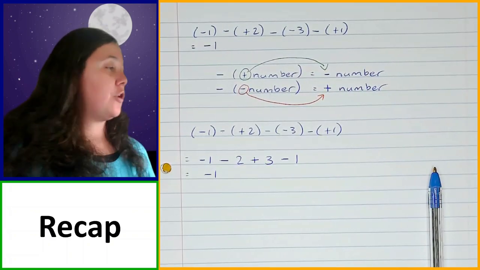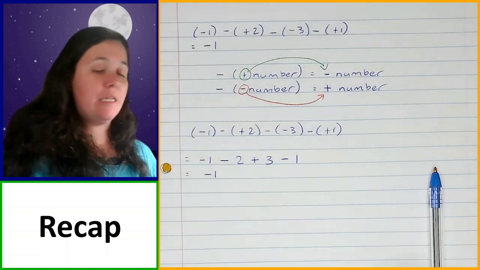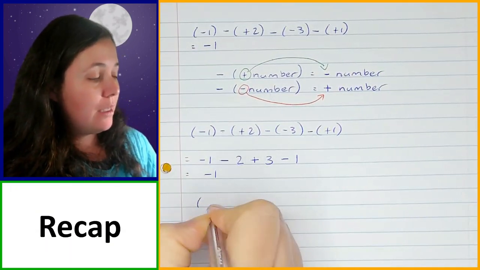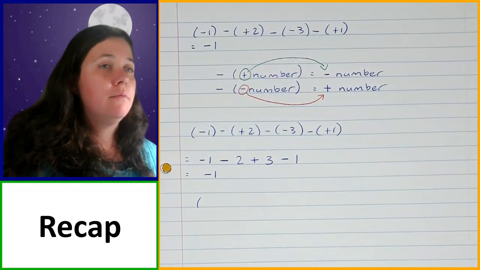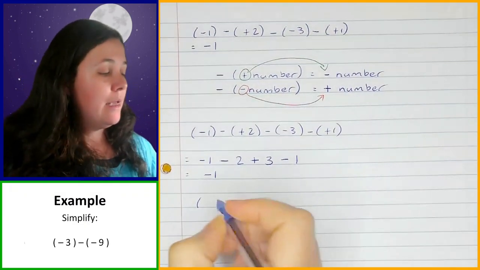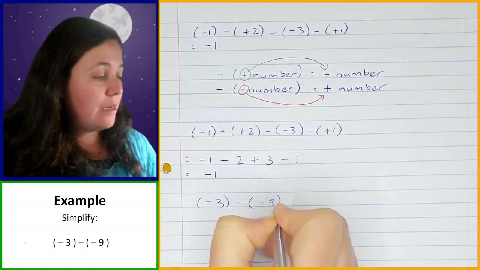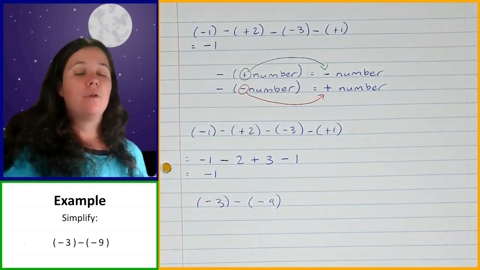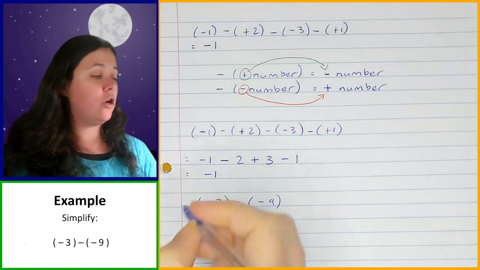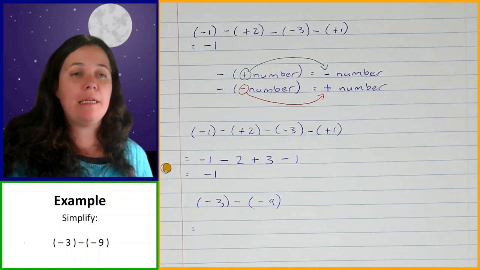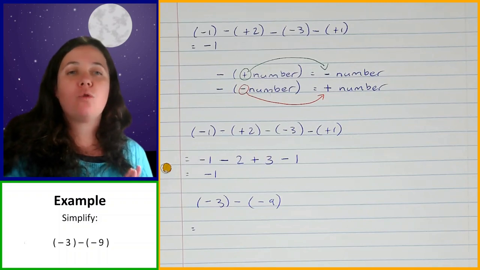Okay, so now we're going to do an example where you have over here negative 3 minus negative 9. Okay, so a reminder, when we are working this out, first we want to get rid of our brackets. We want to try and eliminate those because it just causes confusion.